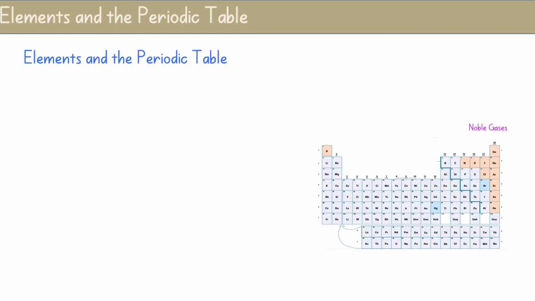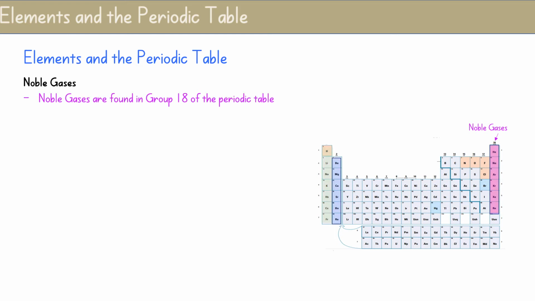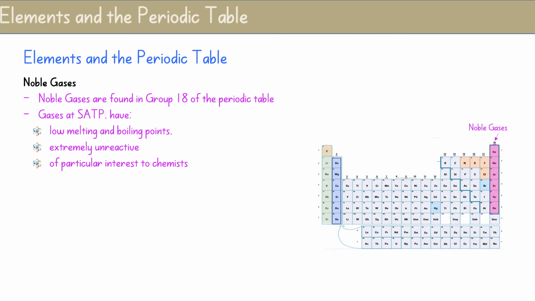Now let's look at noble gases. Noble gases are found in group 18 of the periodic table. They're gases at SATP and have low melting and boiling points, extremely non-reactive because of their filled outer shell, of particular interest to chemists because of their chemical properties. Krypton, xenon, and radon reluctantly form compounds with fluorine. Radon is radioactive.